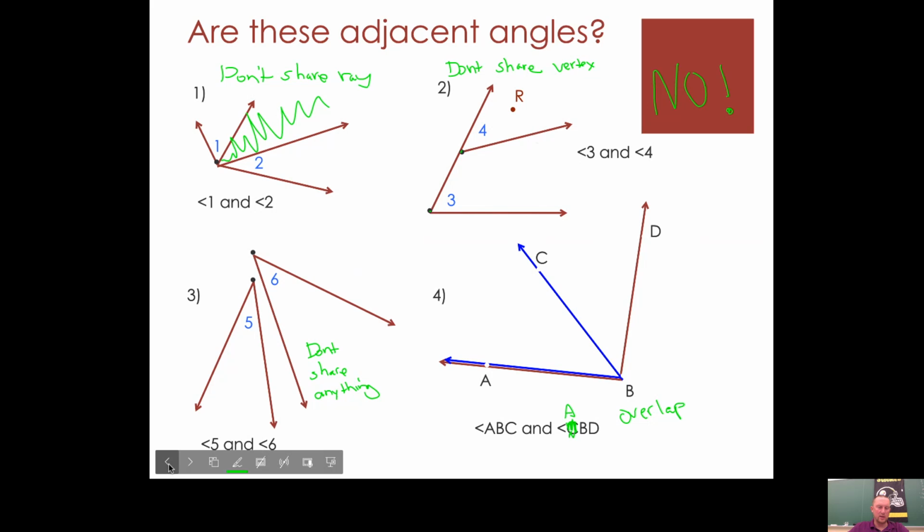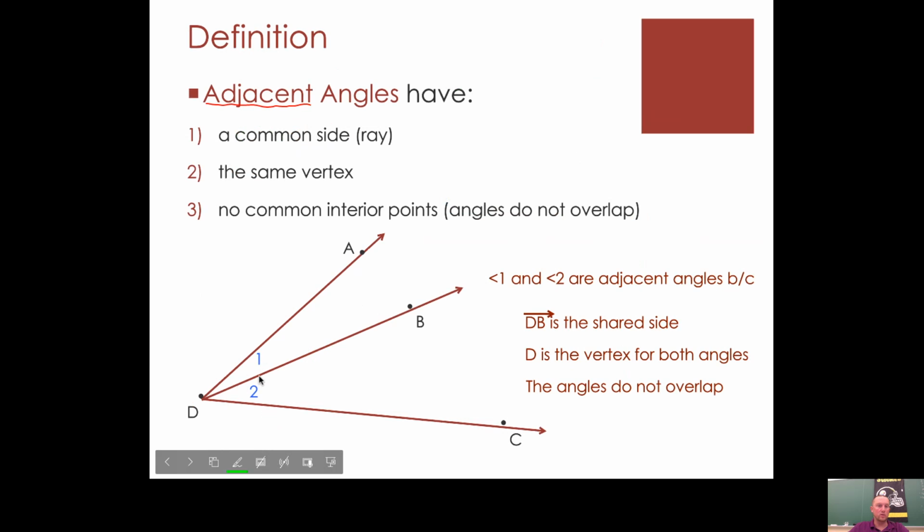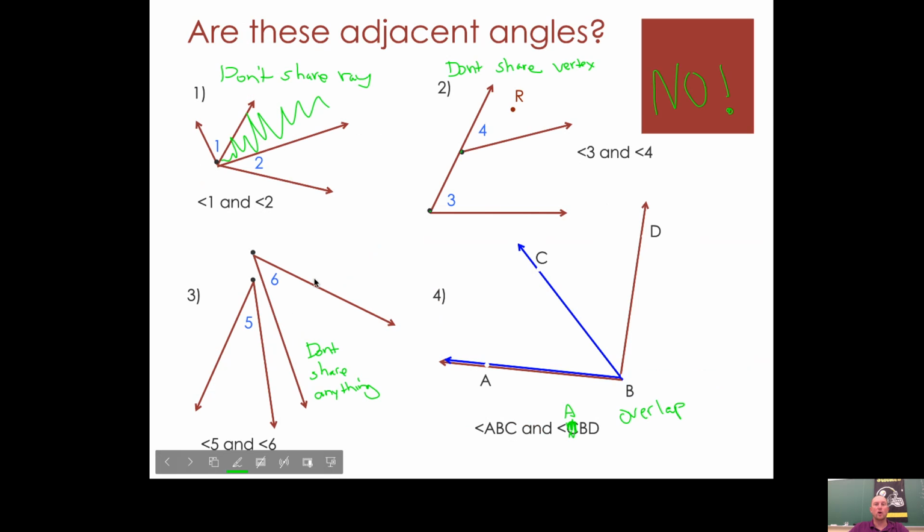Okay, so adjacent angles are next to each other. This is what they look like. This is the checklist that you need for them to be adjacent. These are examples of angles that are not adjacent.